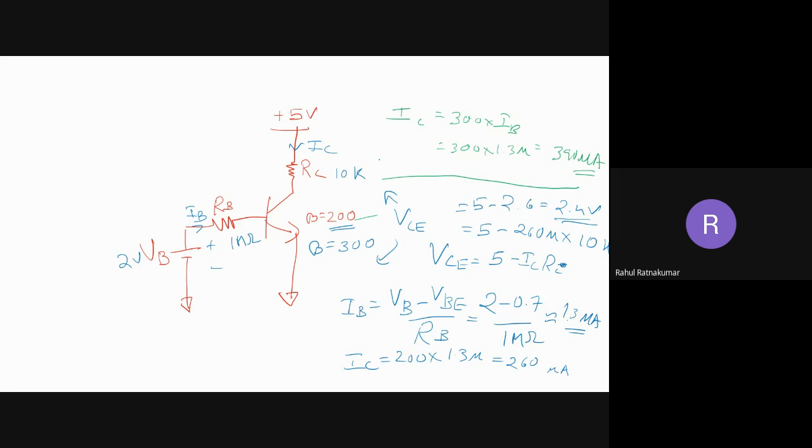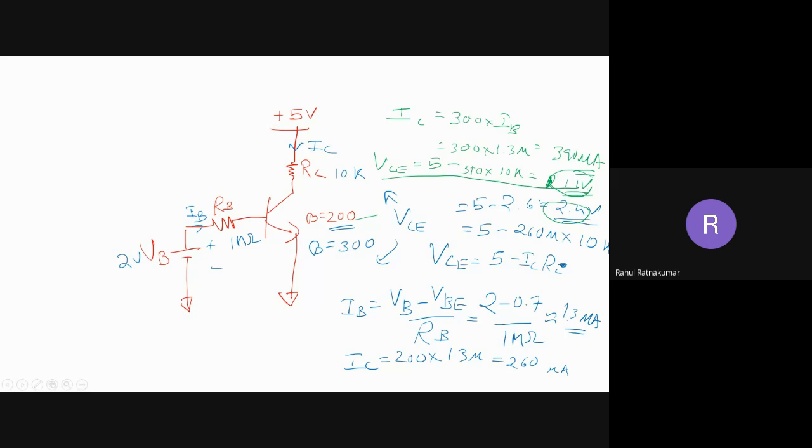So how much change in VC will come? VC equals 5 minus IC RC. IC is 390 into 10K. So this will be around 5 minus 3.9, that is 1.1 volt. This is nothing but 1.1 volt. So you can see how much change in the IC. VC has been changed from 2.4 volt to 1.1.